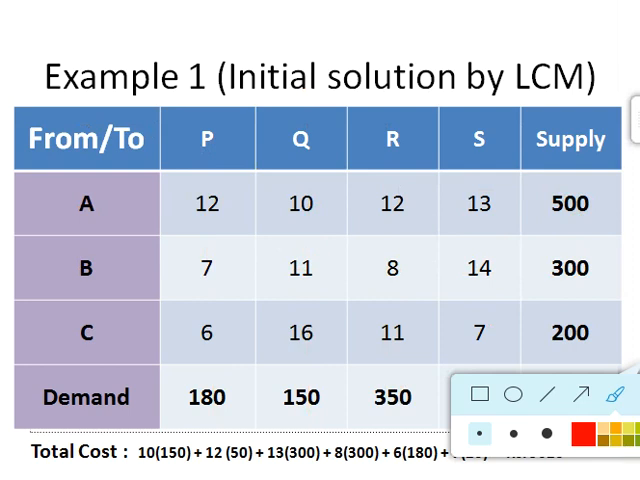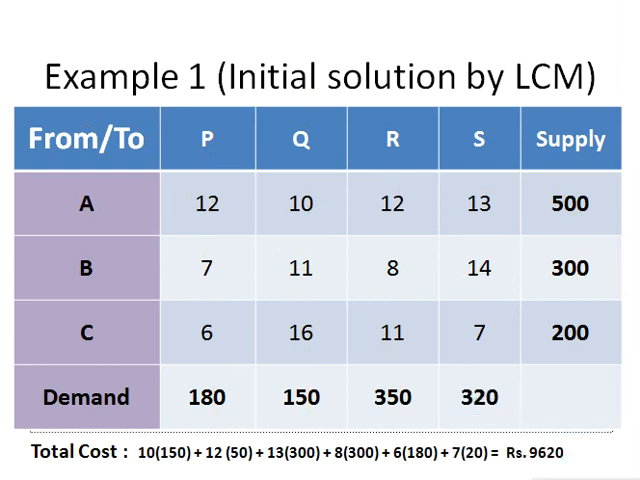In this LCM method, as the name suggests, we start allocation from the minimum cost available here. So in this table, which one is the minimum value? This 6. So we'll start allocation from here. What allocation can you make here? 180 is demand and 200 is supply, so we can give 180 here. We have allocated 180 here, and this is satisfied, so we can strike out this column.